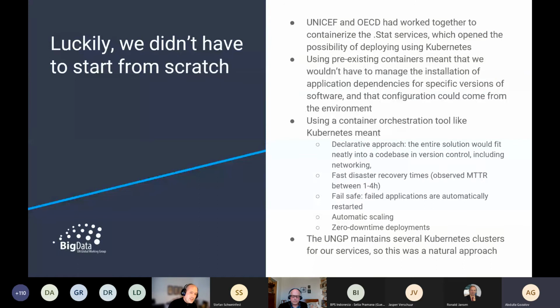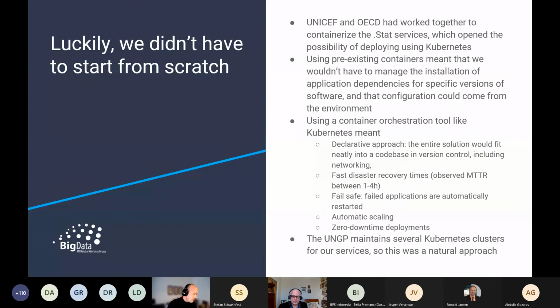So the starting point for us, we decided to look at the use of containers because UNICEF had worked with the OECD to develop containers for the various .stat services. This approach helped us in the sense that we didn't have to configure dependencies for each of the individual services. We could use the dependency package with the software, and this would minimize that aspect of configuration. That's a benefit, but it also meant that we had to really think about using a modern container orchestration approach. There are different approaches to this.